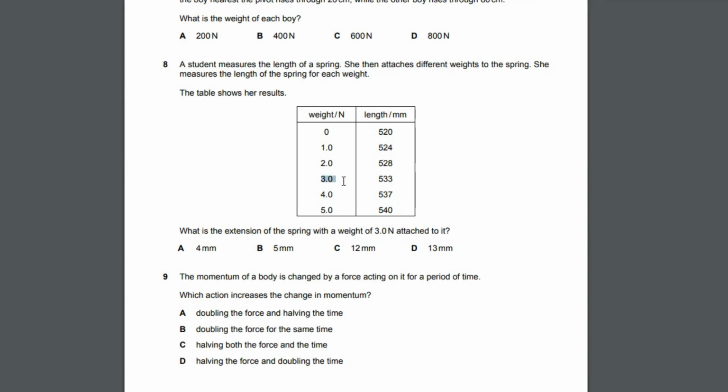So 3 newtons is here. And we want to find the extension. So now the length is 533. So originally, when no weight was added, the length of the spring was 520. It has now increased to 533 when 3 newtons of weight is added. So we'll just subtract 533 by 520, we get 13. So the answer is D.